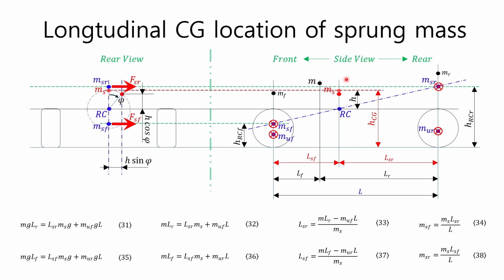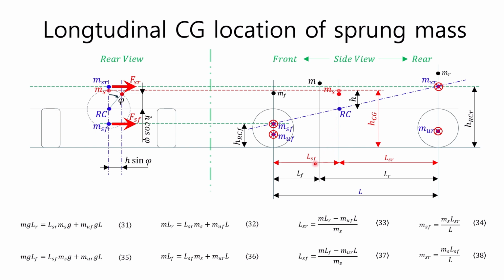The first way to find these masses is to find the longitudinal location for the center of gravity of the sprung mass, and then find the front and rear sprung masses. The second way is to subtract the front and rear unsprung masses from the total mass of the front and rear, respectively. I will explain the first method first. It must be clearly understood that the center of gravity of the total vehicle mass M and the center of gravity of the sprung mass MS are different.